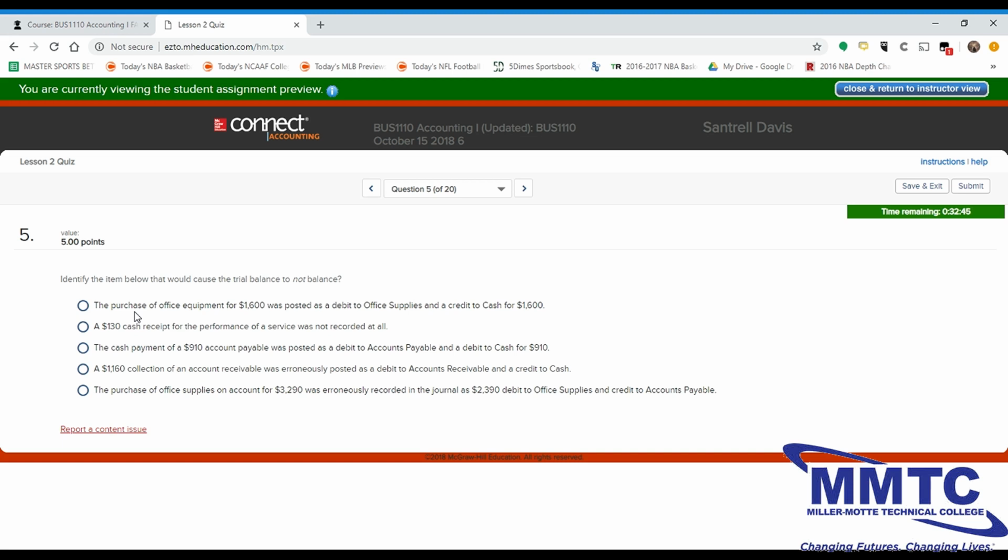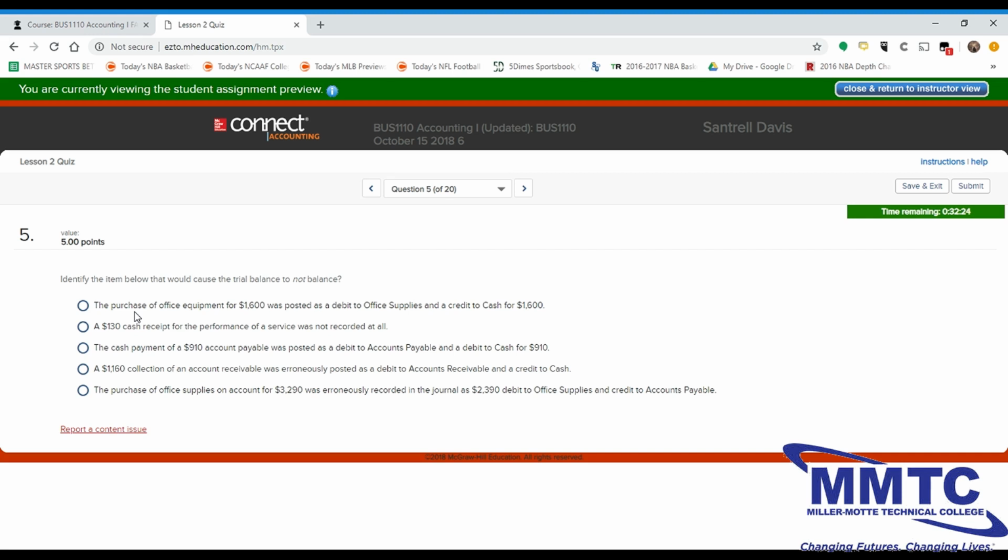Go ahead with the question. All right, the purchase of office equipment for neither answer. Go ahead with the question. Start over. Okay. Identify the item below that would cause the trial balance to not balance. Okay, so they're asking us to identify the transactions that cause the trial balance not to balance. Okay, go ahead, Ms. Coates.